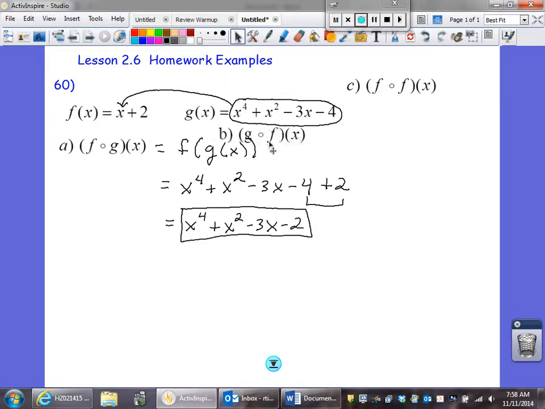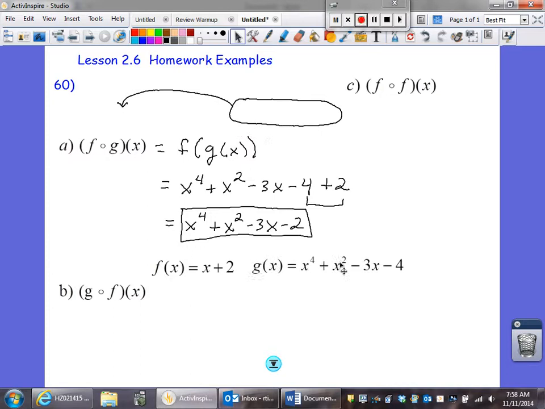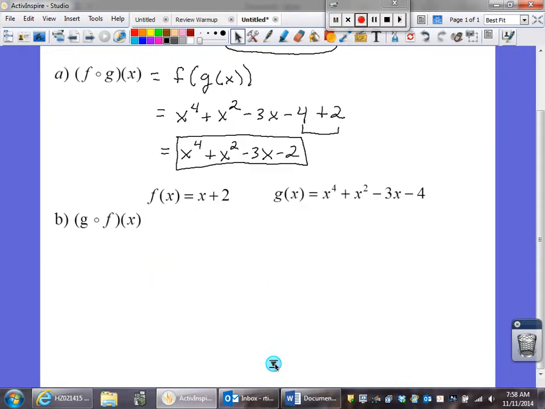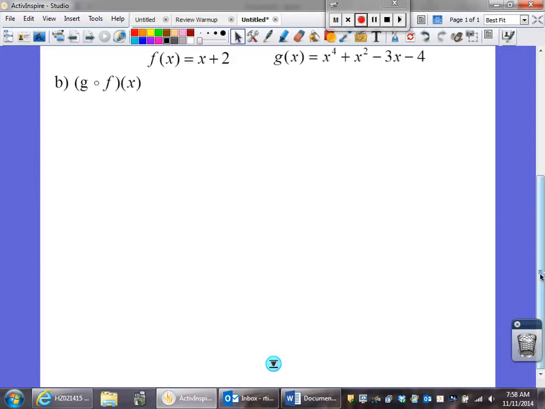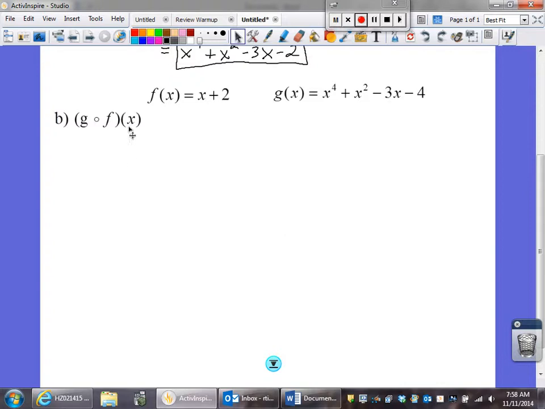So here's what we're going to do. I'm going to get ready for part B. I'm going to move this down to here. I'm going to take function f and move it down a little bit farther, and take function g and move it down to here, and we're going to work this problem again for part B. All right, so here's the question one more time.